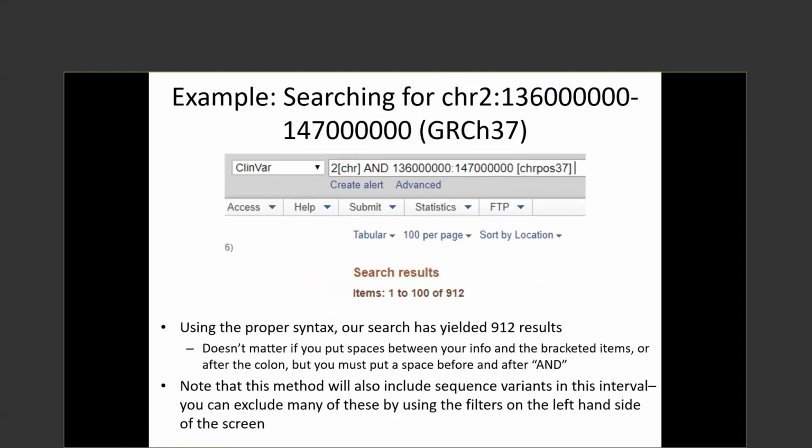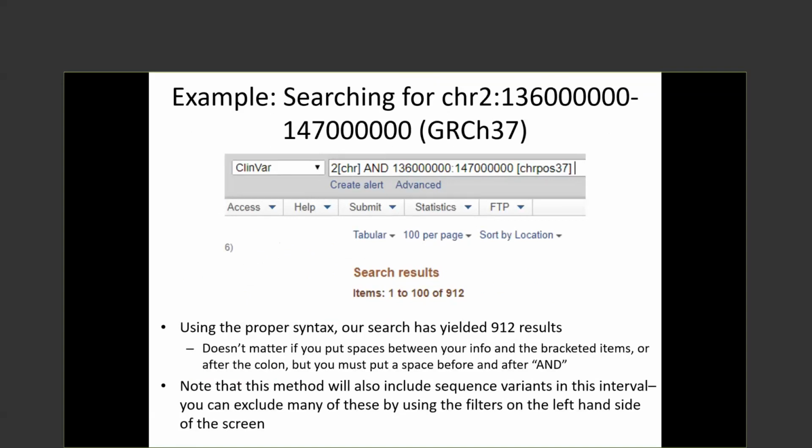When I search the same region using the proper syntax, I get 912 results. Note that it doesn't matter if you put spaces between your info and the bracketed items in the colon, but you must put a space before and after the word "and." And realize that searching ClinVar this way will pull back any sequence variants in the interval as well.